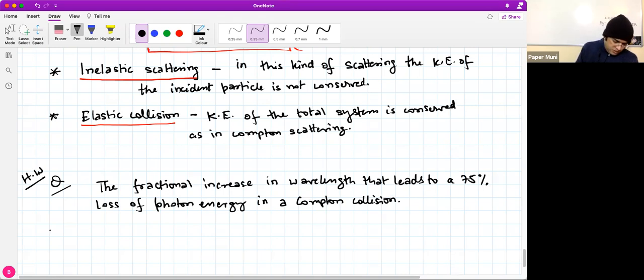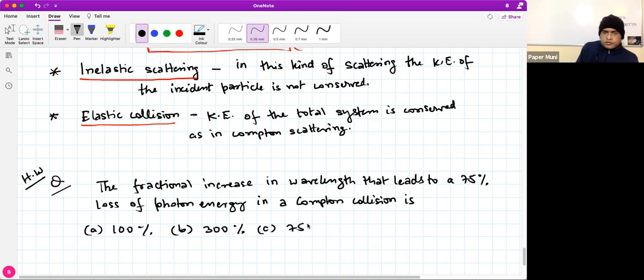The options are: A, 100%. B, 300%. C, 75%. And D, 150%. I'll give you the answer to this: the answer is 300%. So you just write it as homework and let's sign off here.